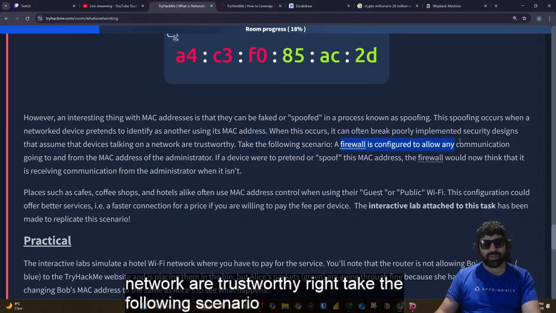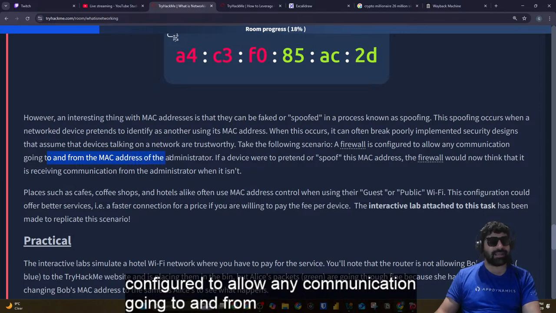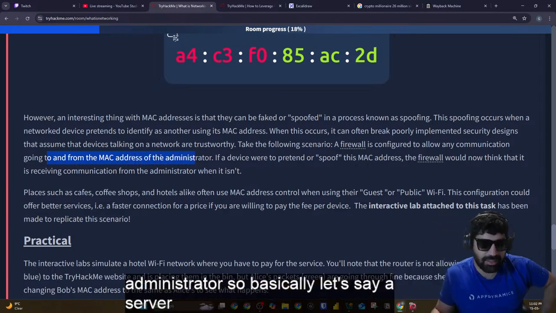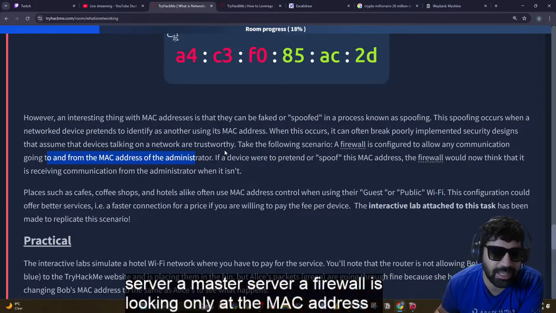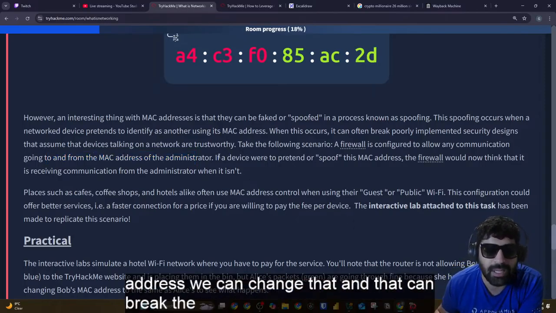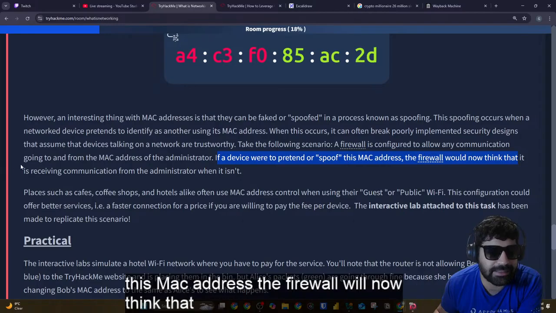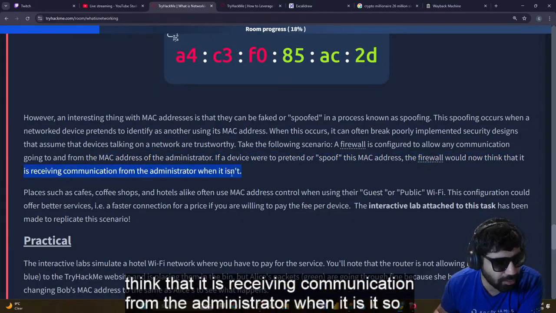A firewall is configured to allow any communication going to and from the MAC address of the administrator. So basically, let's say a master server has a firewall looking only at the MAC address. We can change that, and that can break the whole thing. If a device were to spoof this MAC address, the firewall will think it is receiving communication from the administrator when it isn't. So from outside, I can do that.